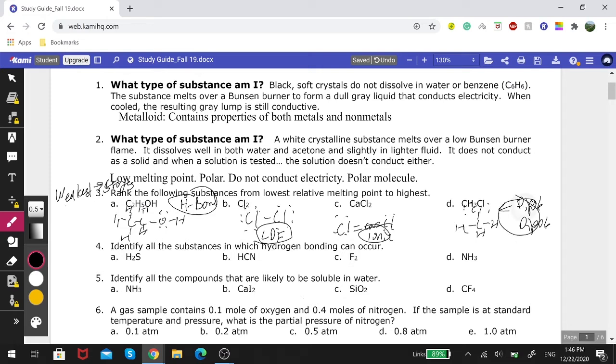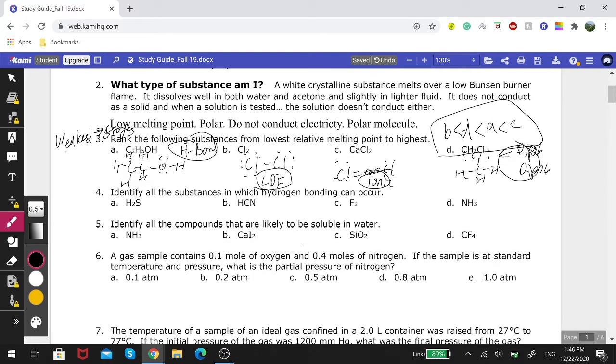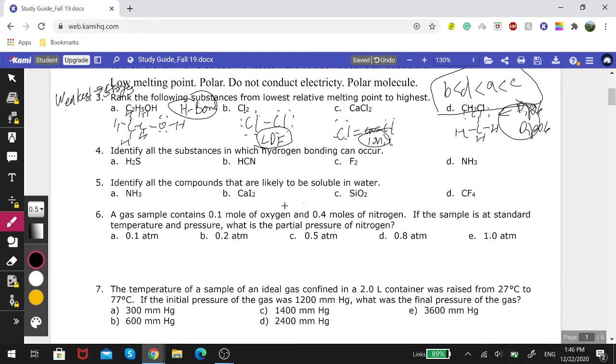This makes it really easy because our weakest will be the LDF, second weakest will be dipole, which is D, third weakest will be H bonds, which is A, and finally our strongest one here is ionic bonds, which is C. This is from the weakest intermolecular force to strongest.